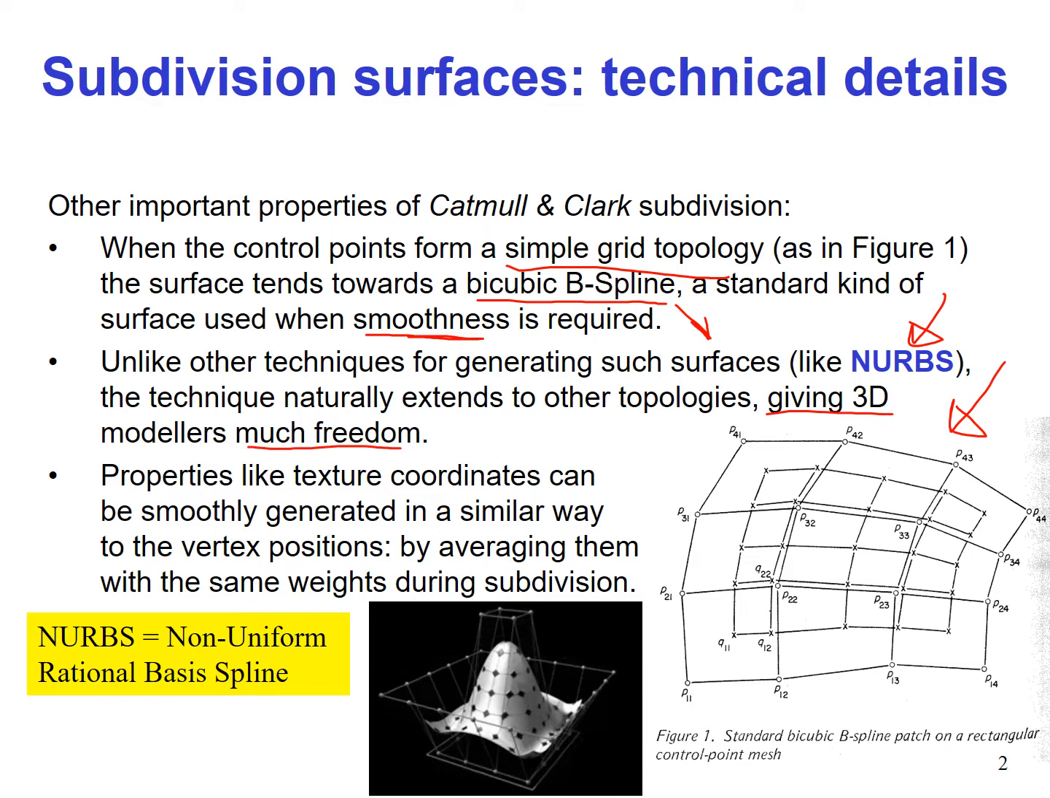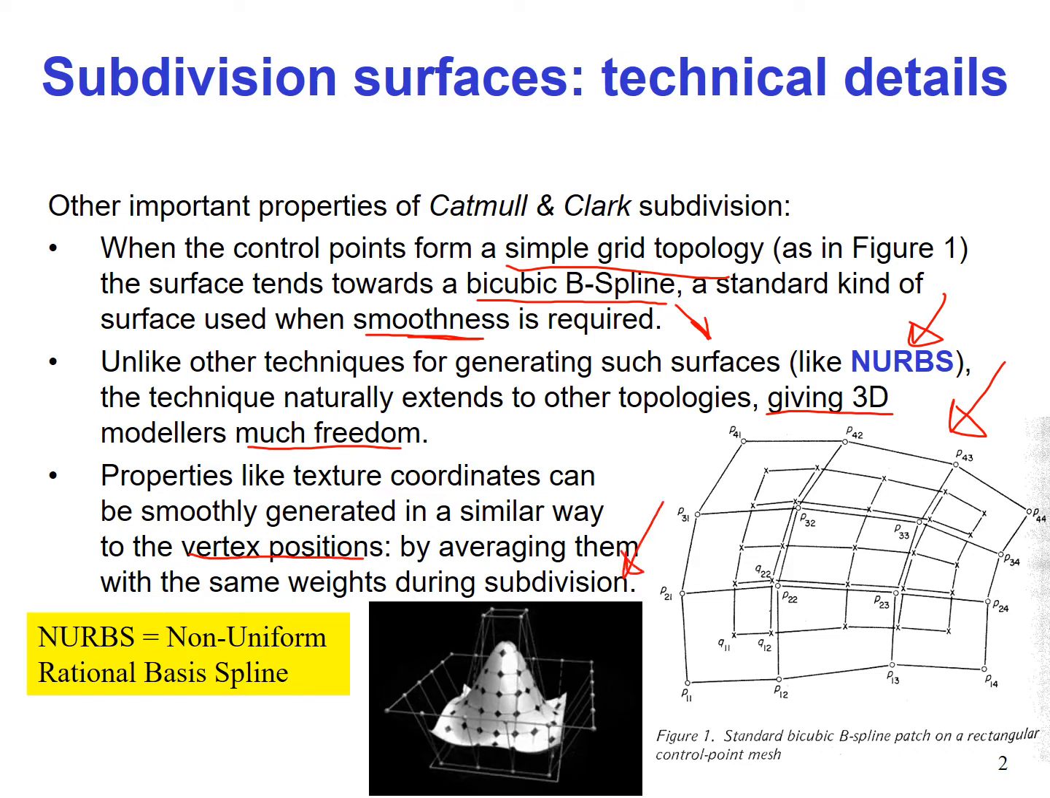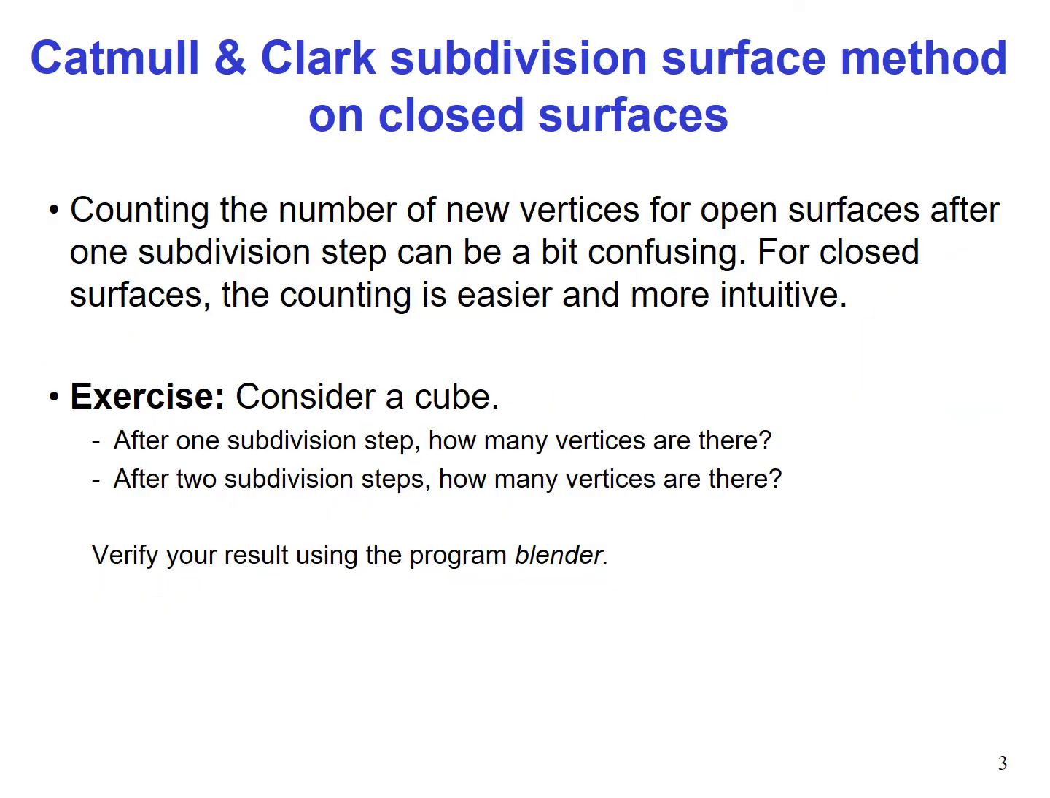One of these freedoms is that properties like texture coordinates can be smoothly generated in a simpler way, exactly the same way as we calculated the vertex positions by averaging them with the same weights during the subdivision. So we can extend the texture coordinates in exactly the same way as we calculated the next set of vertices. Counting the number of new vertices for open surfaces after one subdivision step can be a bit confusing. For closed surfaces, the counting is easier and more intuitive.